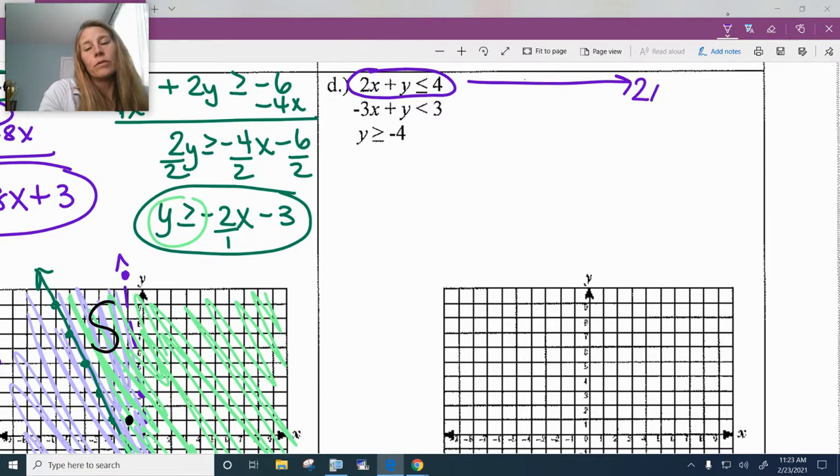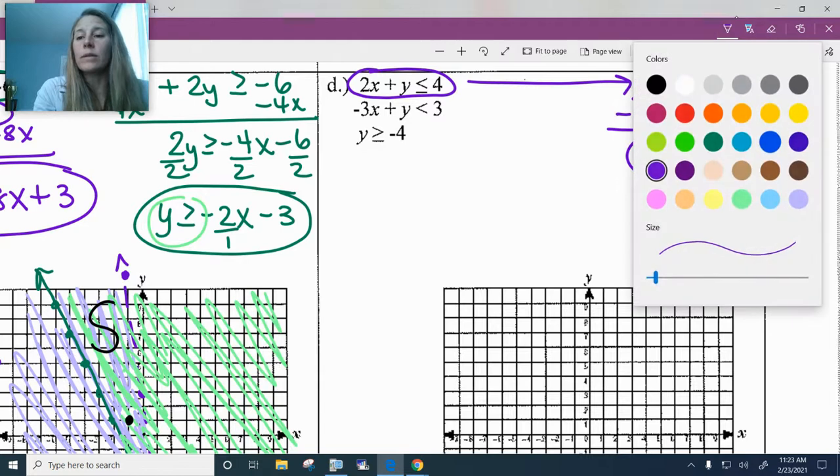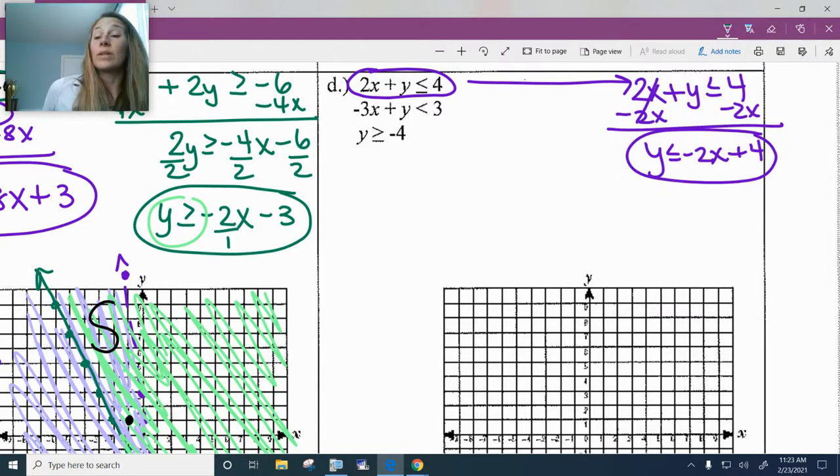So we have 2x plus y is less than or equal to 4. Again, we need to get the y by itself. So we're going to move the 2x over. And we have y is less than or equal to -2x plus 4. Do not have to change the direction of any inequalities because we didn't divide or multiply by a negative.